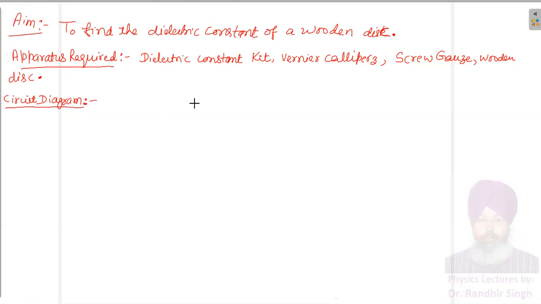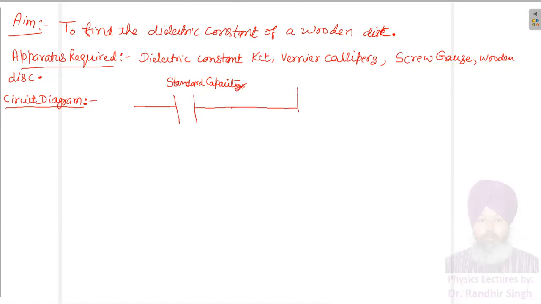So circuit diagram actually, within the complete dielectric kit we have this kind of circuit diagram. We have one capacitor. The name of this capacitor is a standard capacitor. Its capacity is known to us. That is why it is called standard capacitor.